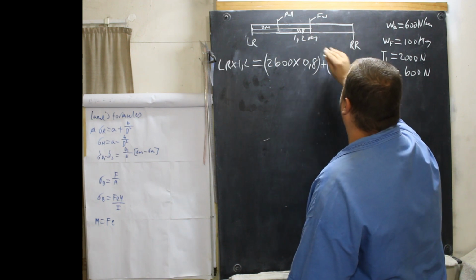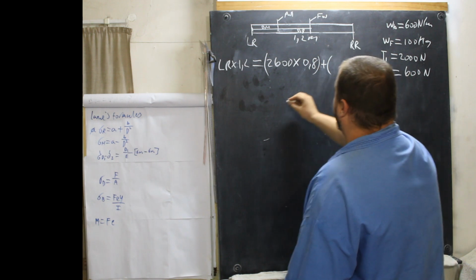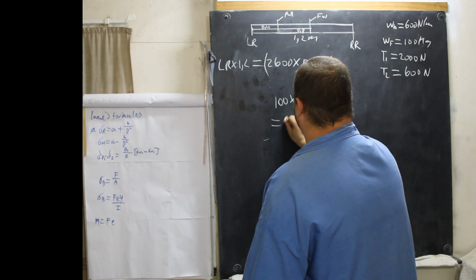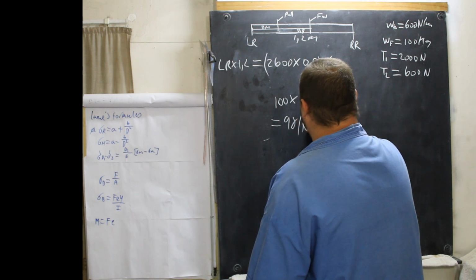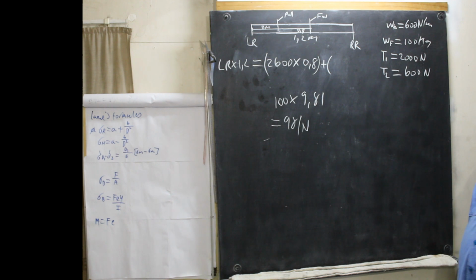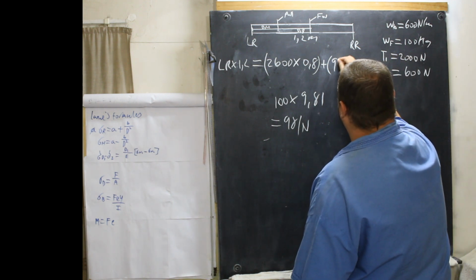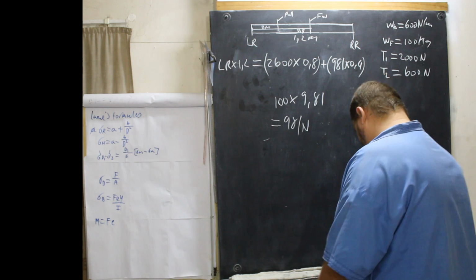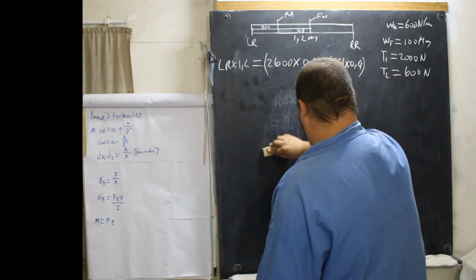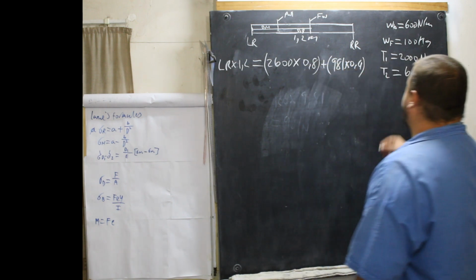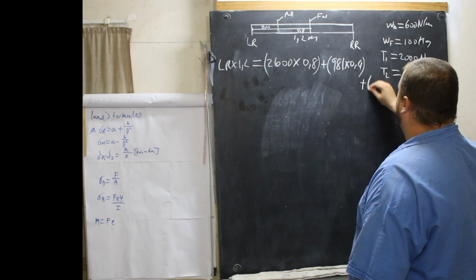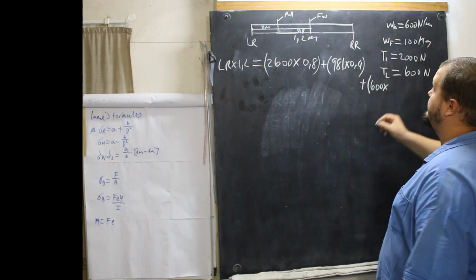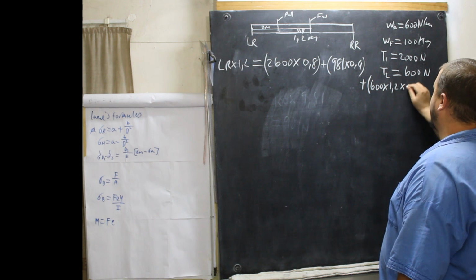That is 0.4. So our flywheel is 100 times gravitational acceleration, which equals 981 newtons. So 981 times 0.4. Now we do self-weight, plus bracket 600 newtons per meter, so 600 times the full length, which is 1.2, times 0.6.